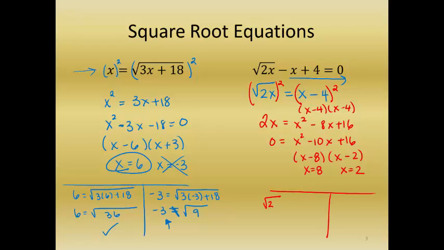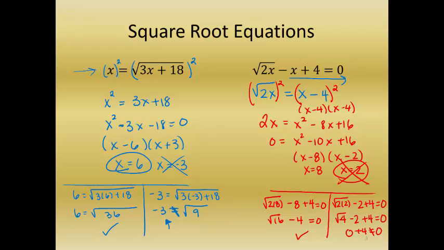I'm going to have the square root of 2 times 8 minus 8 plus 4, and I want to know if that equals 0. That is the square root of 16 minus 4. Does that equal 0? And it sure does. For the 2, I have the square root of 2 times 2 minus 2 plus 4, and does that equal 0? That is the square root of 4 minus 2 plus 4 equals 0. Well, the square root of 4 is 2, minus 2 gives me 0, plus 4 equals 4. So once again, we had an extraneous solution, and the only answer is x equals 8.